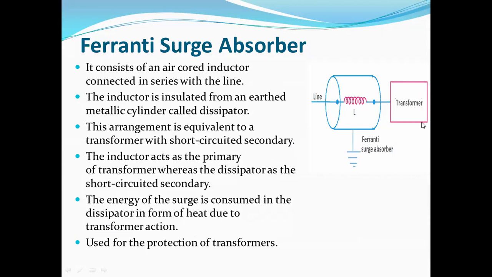When the overvoltage occurs, the energy of that surge is consumed in this dissipator, in this cylinder, in the form of heat due to the transformer action, because this acts as a short circuited secondary, and that will be given to the earth. So that is the Ferranti surge absorber, and it is used for the protection of transformers.